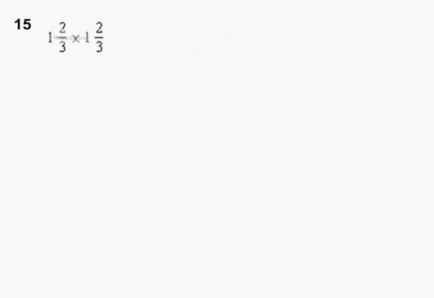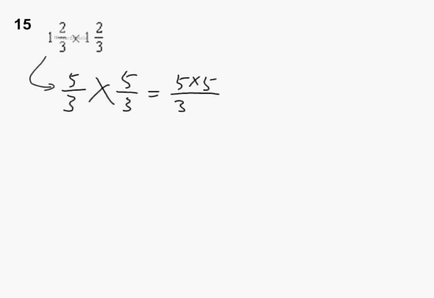Question 15. Now you could solve it by modeling, or the easiest way to solve the multiplication of two mixed fractions is to simply think about them as improper fractions. So 1 2/3 is really 5/3, multiplied by 1 2/3, which is 5/3. Then I just multiply my numerators, multiply my denominators, and I get 25 over 9.